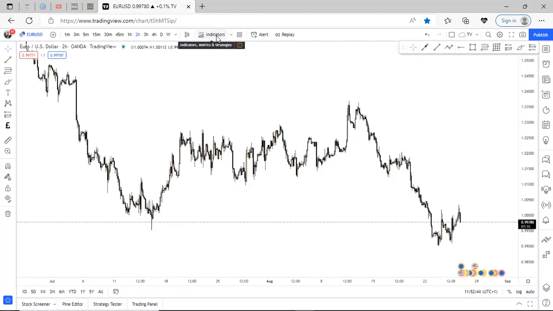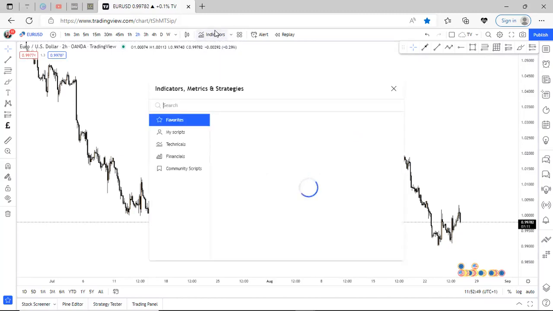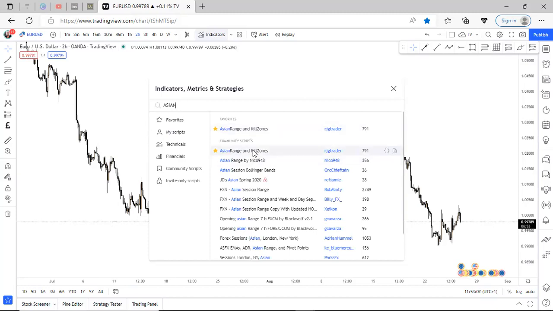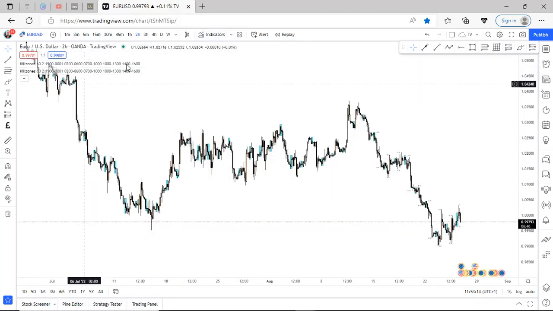To add this indicator on TradingView, you go to your indicators right here and search for Asian range and key zones. I already have it as my favorite indicator, so that's why you see it there. You type Asian range and key zones, it will bring it out, and you click on it. I always like to double click so it becomes two, as you can see right here. Once it's like this, I turn one off and the other one is on.